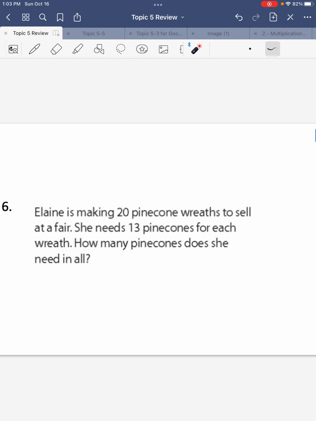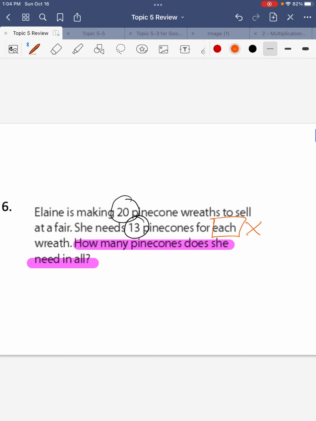Six says, Elaine is making 20 pine cone wreaths to sell at a fair. She needs 13 pine cones for each wreath. How many pine cones does she need in all? So again, I'm going to do my cubes, circle my important numbers, 20, 13, underline my question, how many pine cones does she need in all? Box in my keywords. Each tells me I'm going to multiply. In all means they want to find a total. So I'm going to do 13 times 20.